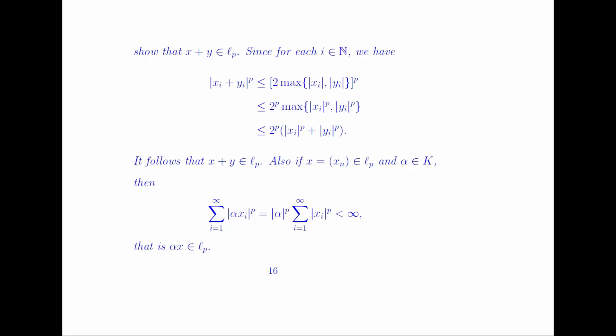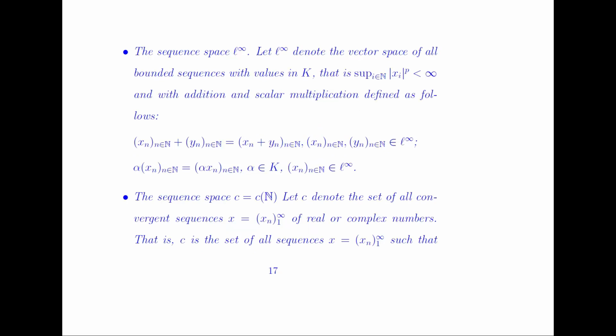Also, if x belongs to the sequence space lp and alpha belongs to K, then the summation of modulus of alpha times xi power p is equal to modulus of alpha power p times the summation, because alpha doesn't depend upon i. It comes out of the summation. And we have already defined the lp space, which is absolutely convergent, so we can say this is less than infinity. So alpha x belongs to lp. Hence it is a vector space.